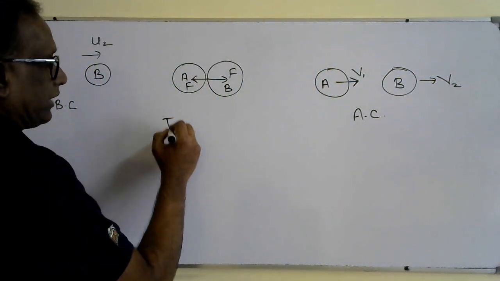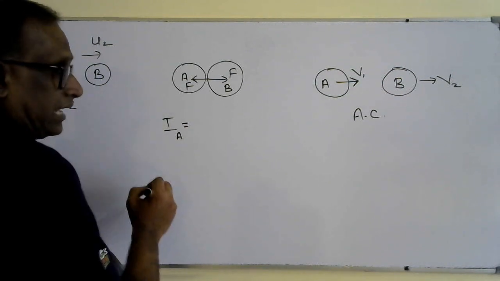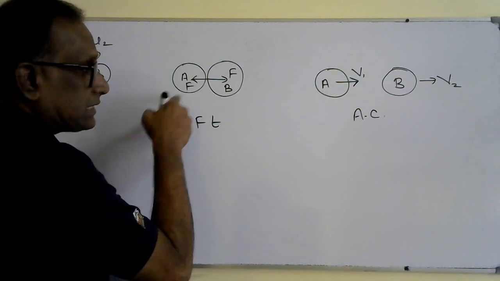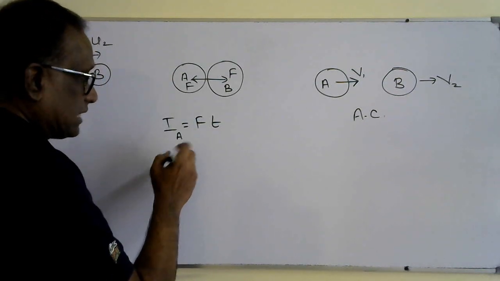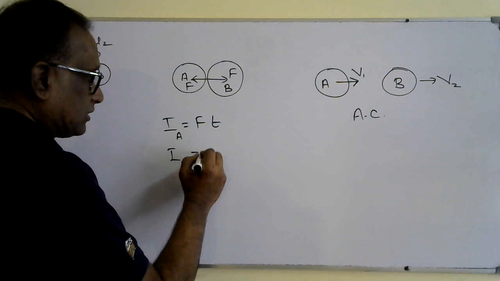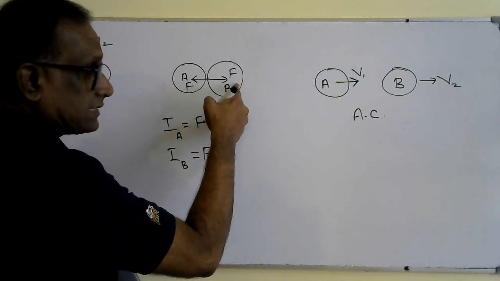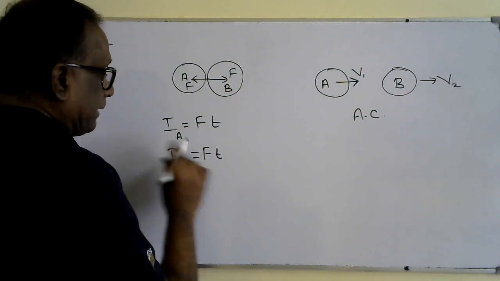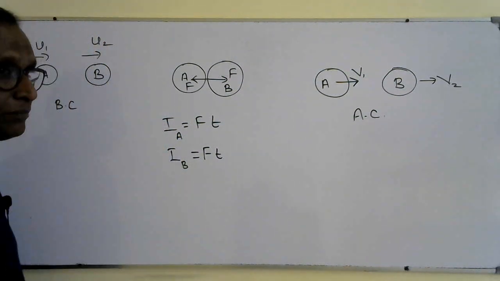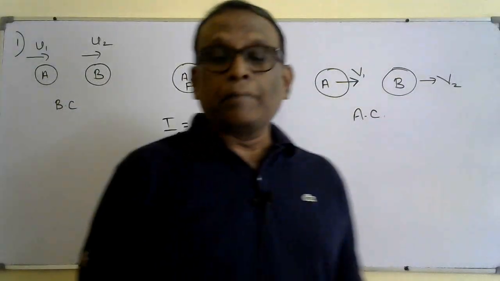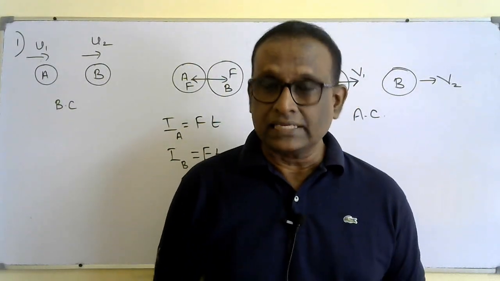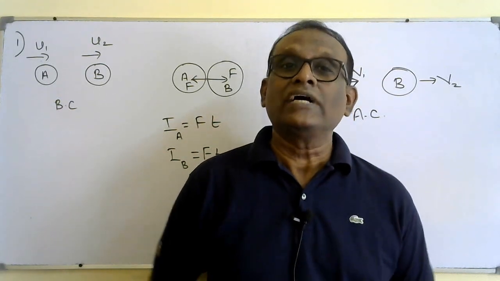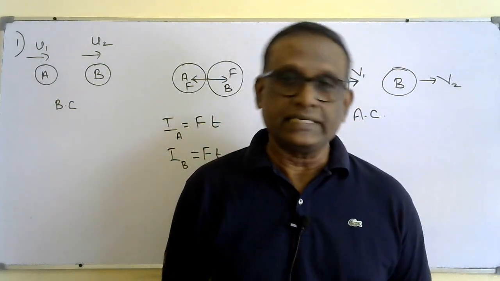So the change in momentum of A, or impulse on A, is equal to the force experienced by A into the time duration that A experiences the force. The impulse on B is equal to the same magnitude of force it experiences, because of Newton's third law, and it experiences the force for the same time. So both impulses will be the same magnitude in opposite direction. That means both will have the same magnitude of change in momentum in opposite direction.